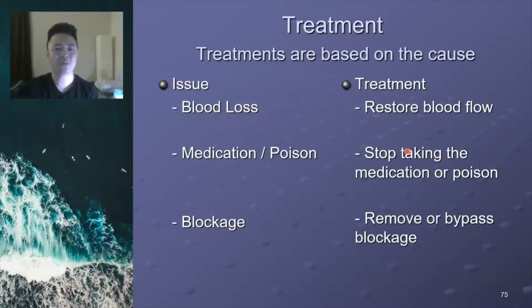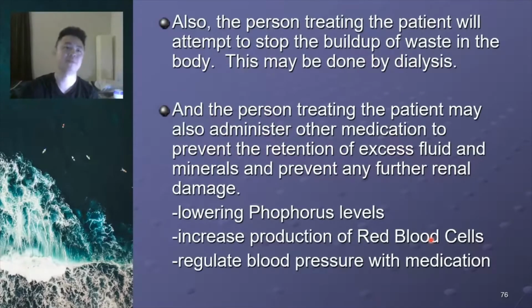All right, so the treatment here. If the individual has blood loss, the treatment is to put the blood back, restore the blood levels. If the patient had poisoning, overdose, or a reaction to a medication, then stop taking the med or the poison. If there's a blockage in the urinary passageway, get in there and remove the blockage, right? Or bypass the blockage if you can't remove it. Also, the person treating the patient will attempt to stop the buildup of waste in the body, and this may be done by dialysis.